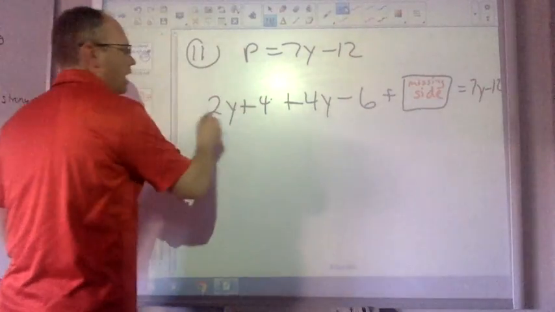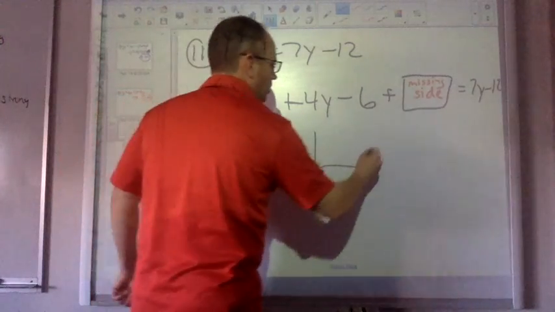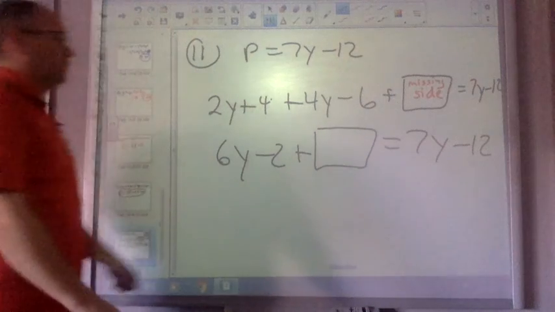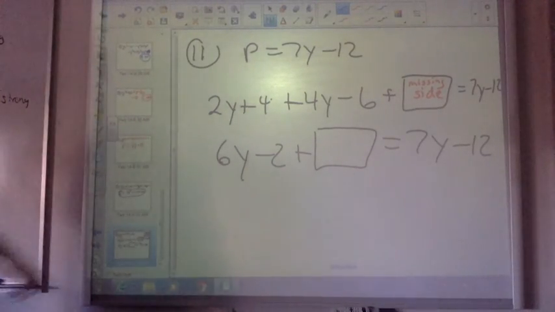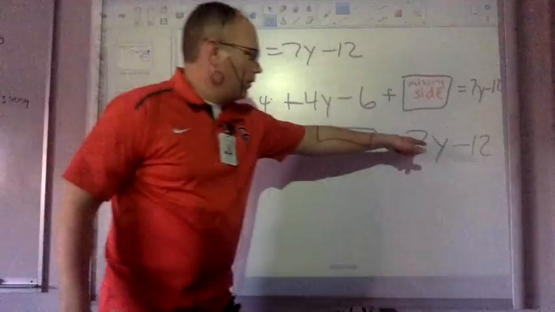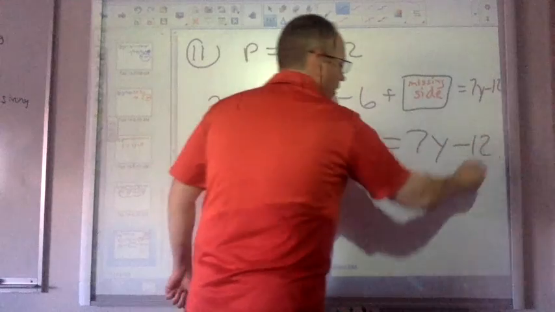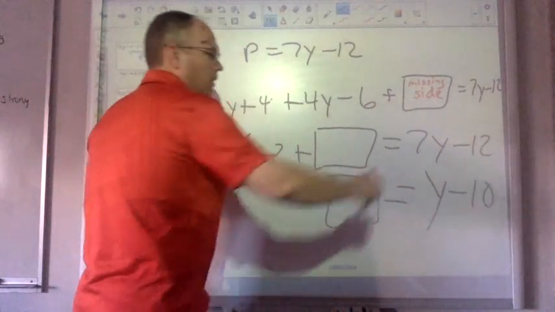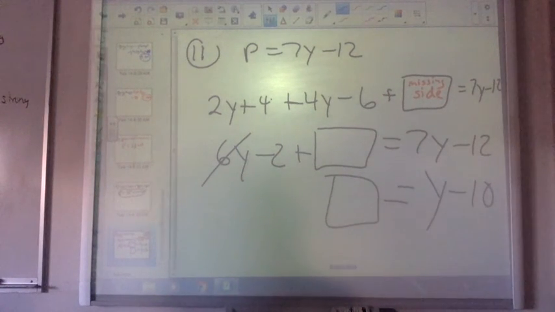Let's see. So 6y minus 2 plus the missing side equals 7y minus 12. I just combined like terms on the left. Is that all right? If I subtract 6y, bring it over here, this becomes a y. Agreed? If I add 2, that becomes a negative 10. So my missing side is y minus 10.